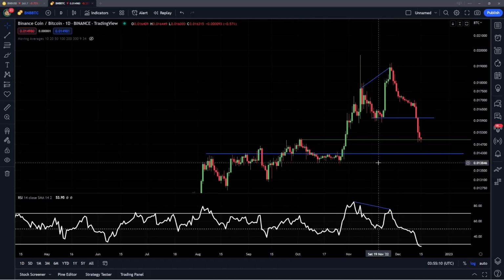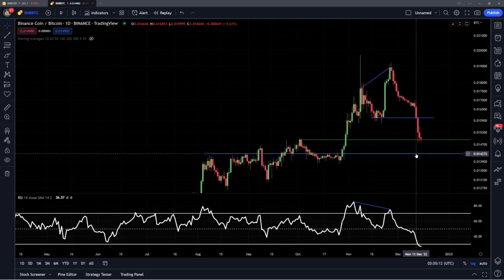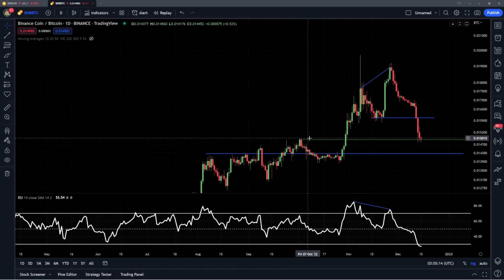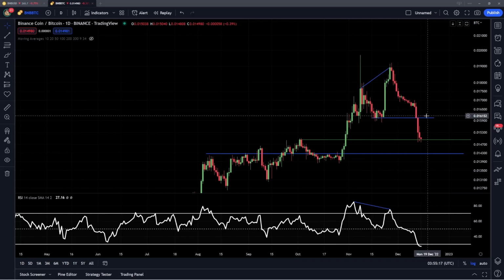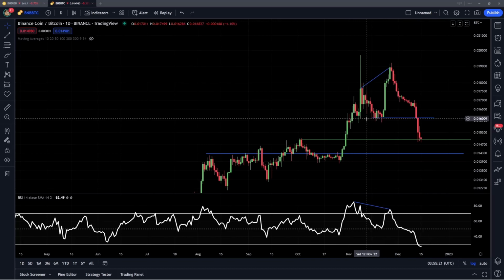So those are the levels of support and resistance I will be watching out for. If we do see a bounce off this region from the October highs, look to see if we flip that 1.6 million Satoshi zone into resistance, again being the support throughout November. And I will remind you, this is just how Binance Coin is performing with respect to Bitcoin.